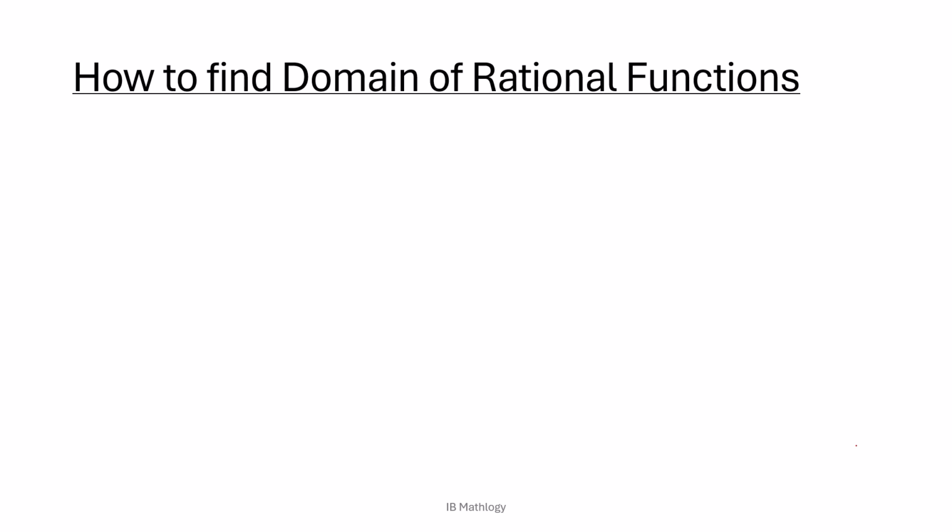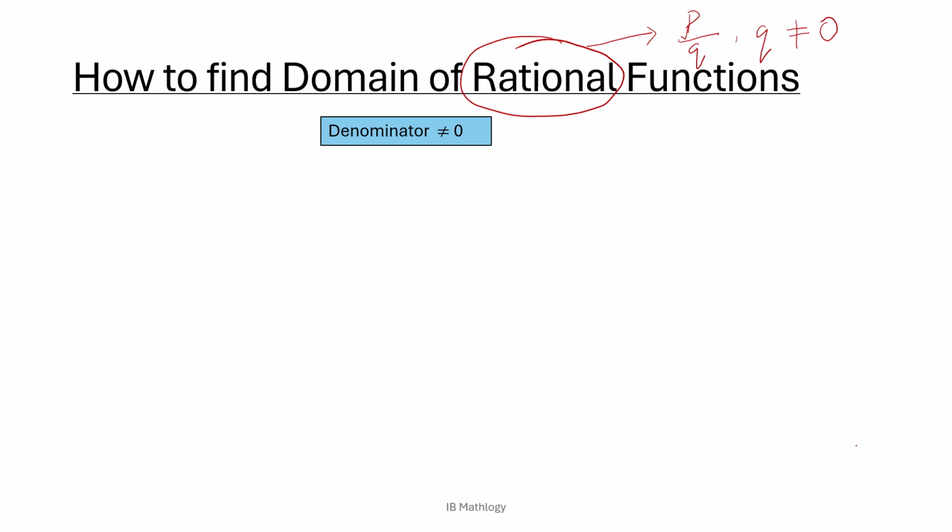Next is how to find the domain of a rational function. Before that, let's first understand what rational functions are. Rational functions are those functions which are in fraction form, let's say p by q, where q cannot be equal to 0. This is the single rule for finding the domain of a rational function: your denominator, or the value of q, cannot be equal to 0 for the function to remain real. Let's take an example, f(x) = (x + 3)/(x - 7). We will follow the same rule, as x - 7 cannot be equal to 0. So I can say that x cannot be equal to 7.